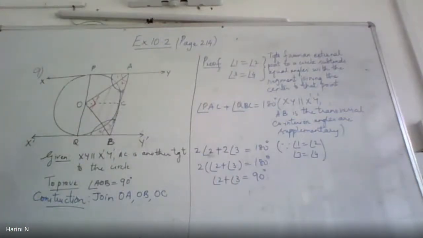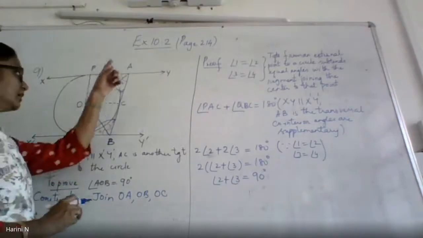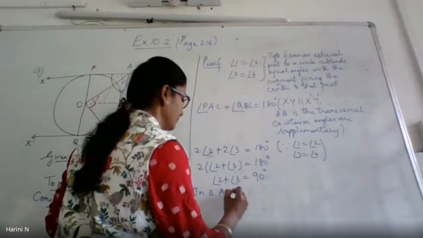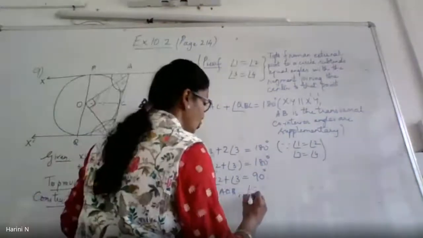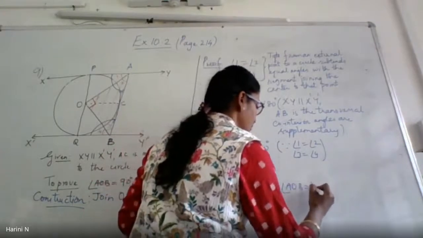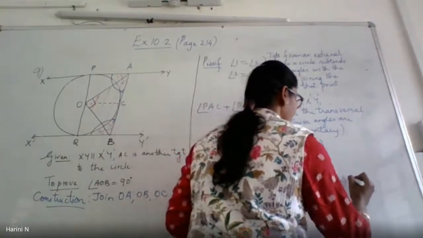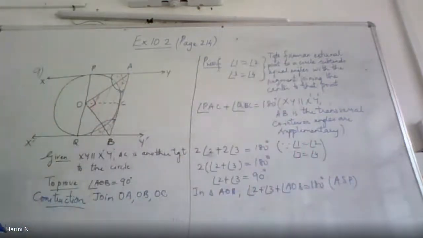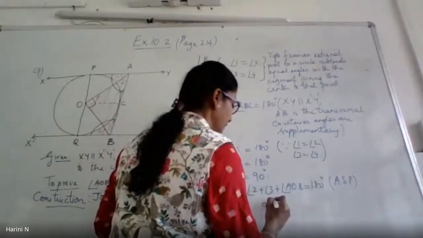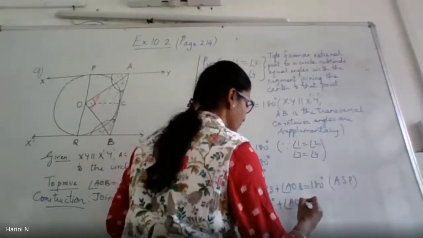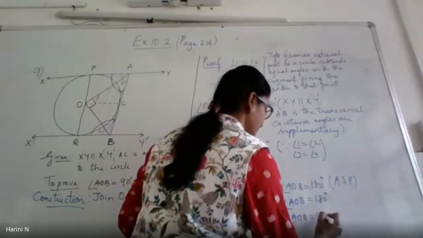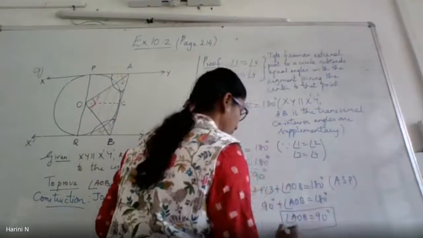Follow? Now going back to triangle AOB. In triangle AOB, angle 2 plus angle 3 plus angle AOB equals 180 degrees, by ASP, angle sum property of triangles. Now 2 plus 3 is 90. So in the place of 2 plus 3, we put 90 degrees plus angle AOB equals 180 degrees. Therefore, angle AOB will become 180 minus 90, which is 90 degrees. That's exactly what you want.